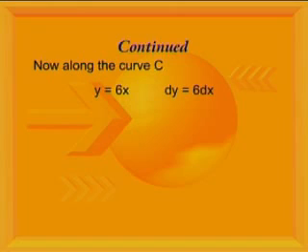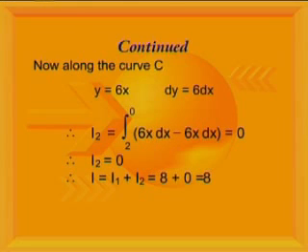For the curve C2, y is equal to 6x, so therefore dy is equal to 6 dx. Replacing these in the integrand, we are getting now I2 is equal to the integral of 6x dx minus 6x dx, and x is from x is equal to 2 to x is equal to 0. Please note, now we are coming from A, the point A, to the origin. So therefore our variation of x is from 2 to 0. This integral becomes 0. It is very obvious.